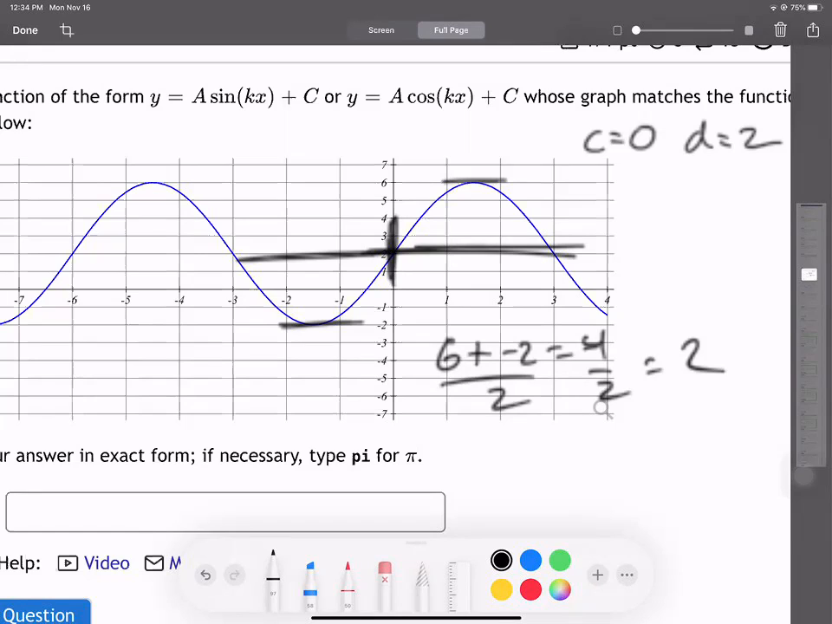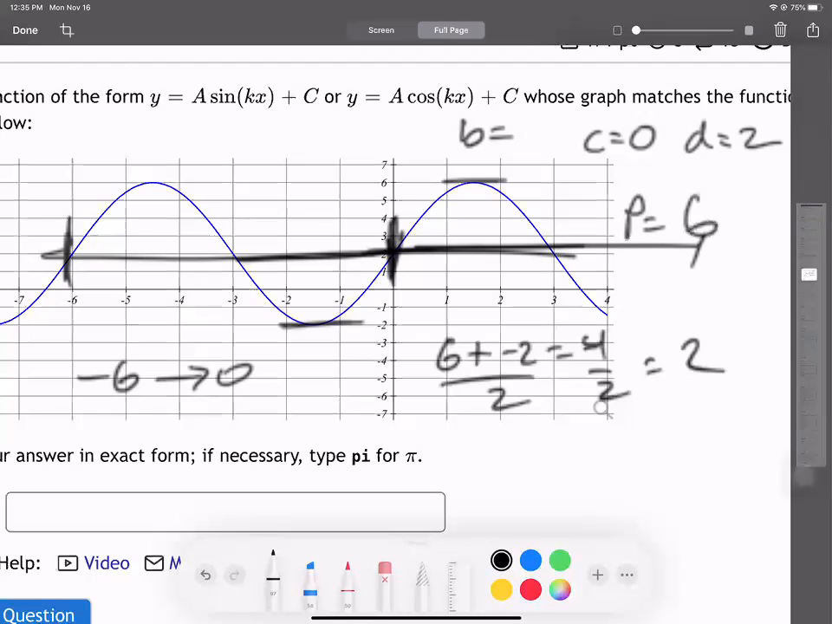Okay. Now, what's the b value? Well, b value is from period. Well, tell me what the period is. Okay, if I start from here, oh, I don't see the ending. What if I go backwards? Okay, from -6 to 0, right? How many spaces is that? That's 6 spaces. So my period is 6, because it takes me from start to finish, 6 spaces to finish.